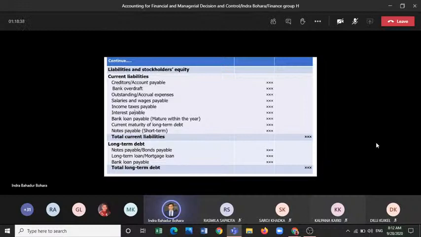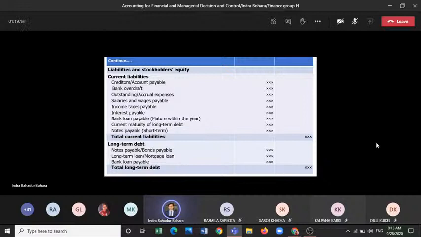Under liabilities, we start from the current liability, under the liquidity basis or short term to long term basis. Under the current liability, there are different types of current liabilities. In short, very important is the bank loan payable maturing within a year. Keep it in mind. Another is that any payables are current liabilities except long-term loan or bond payable. All outstanding are current liabilities.